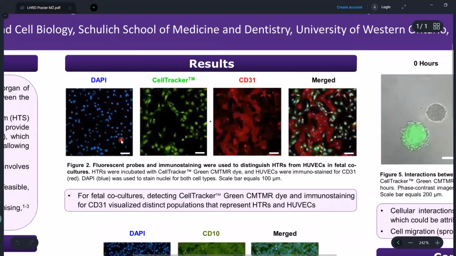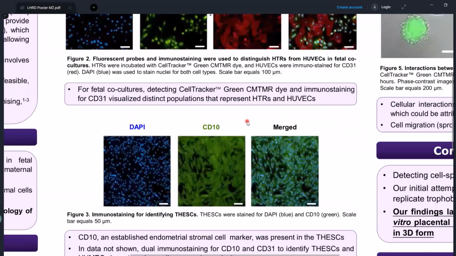Many of our results tended to be preliminary. This figure shows fetal co-cultures of HTRs and HUVECs. Cell tracker green dye was detected in these cells, and when detecting CD31, we found a distinct group of cells. In data not shown, the omission of cell tracker green dye or CD31 antibodies led to severely diminished green and red fluorescence in our controls. From these findings, we determined that detecting cell tracker dye and immune staining for CD31 visualize distinct populations in fetal co-cultures that represent HTRs and HUVECs.